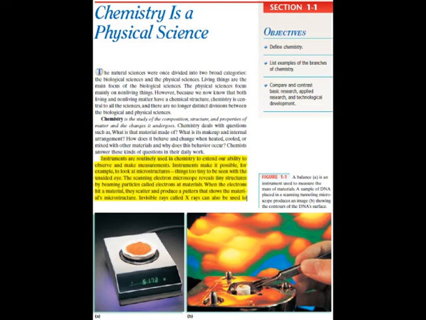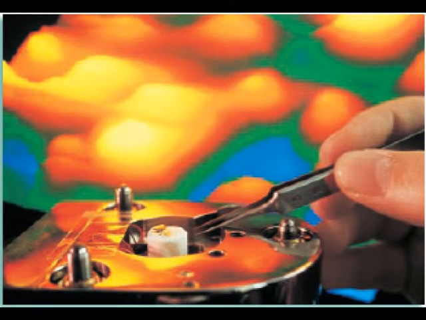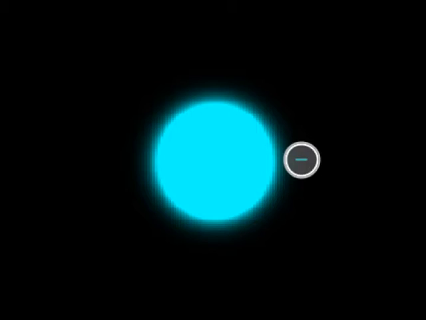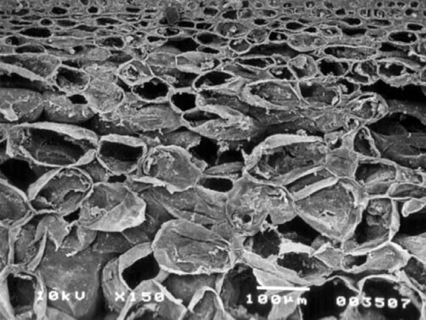Instruments are routinely used in chemistry to extend our ability to observe and make measurements. Instruments make it possible, for example, to look at microstructures, things too tiny to be seen with the unaided eye. The scanning electron microscope reveals tiny structures by beaming particles called electrons at materials. When the electrons hit material, they scatter and produce a pattern that shows the material's microstructure.